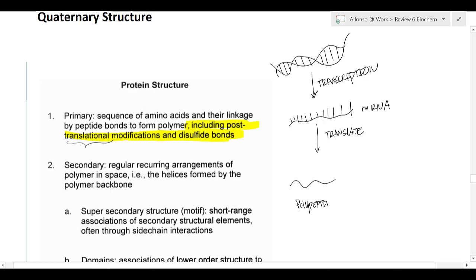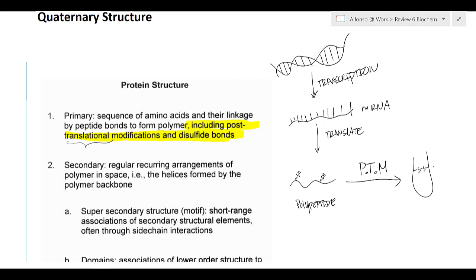After you've made this polypeptide, what can happen to it? It can be post-translationally modified. So post-translational modifications can occur. An example would be, imagine you have a cysteine residue here and a cysteine residue right there. Some other enzyme is going to take this polypeptide and connect these two cysteine residues together. Does that make sense? Yes. This is just one type of post-translational modification.